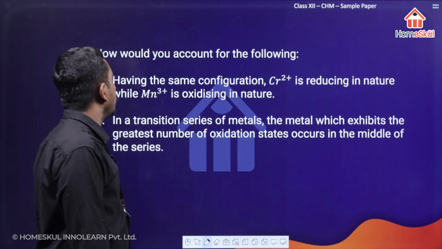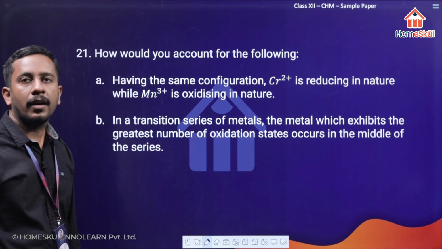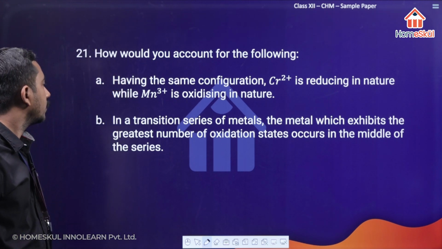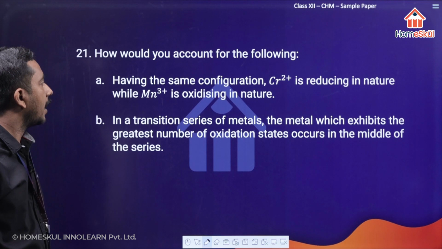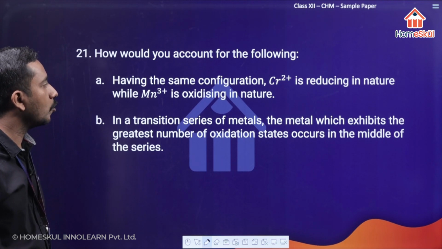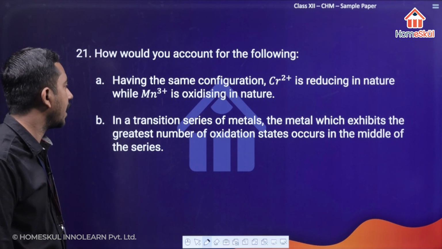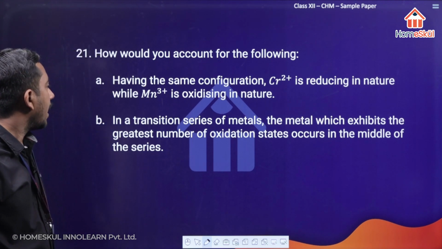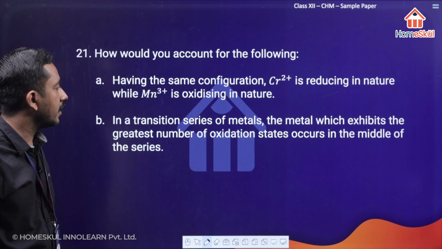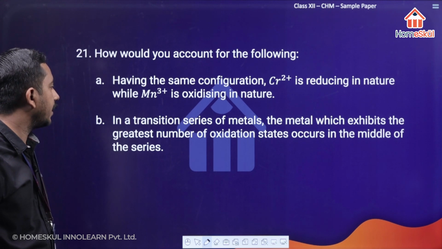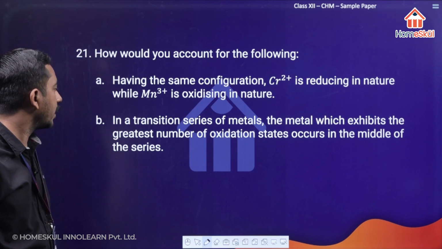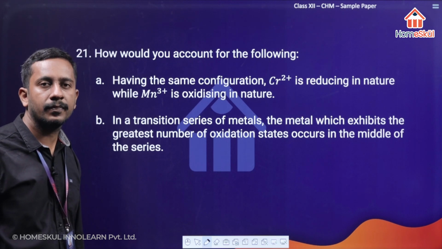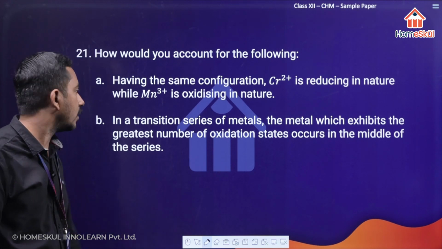Now the next question, the 21st question. How would you account for the following? The first statement, having the same configuration, Cr2 plus is reducing in nature whereas Mn3 plus is oxidizing in nature. And the next statement, in a transition series of metals, the metal which exhibits the greatest number of oxidation states occurs in the middle of the series. So let us look at that statement first.